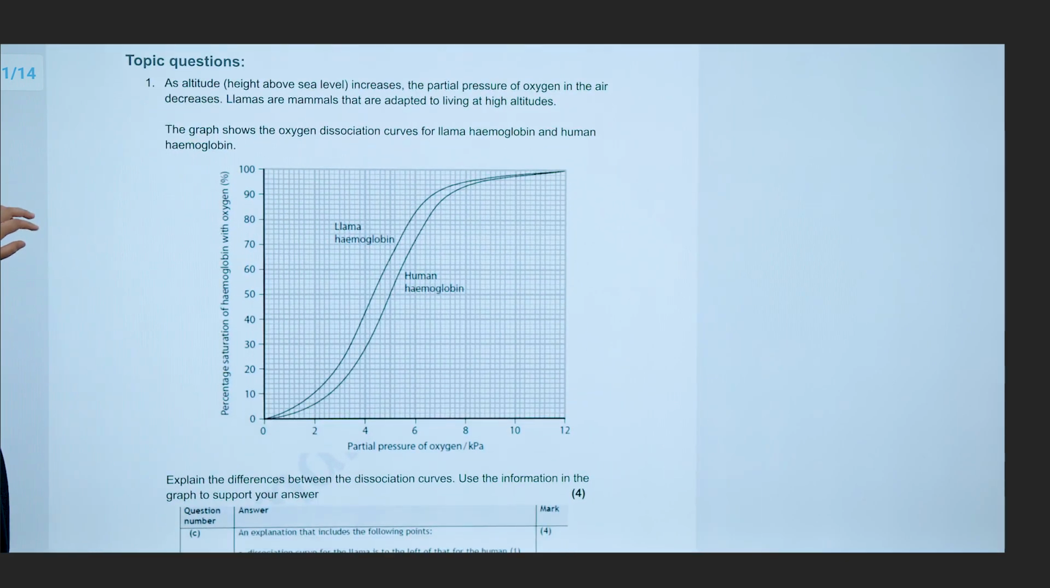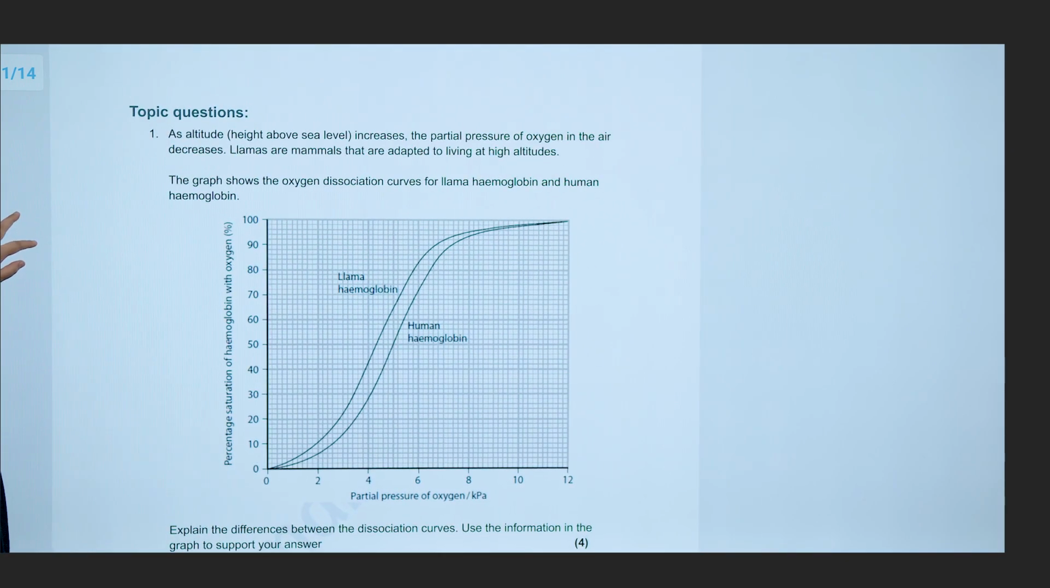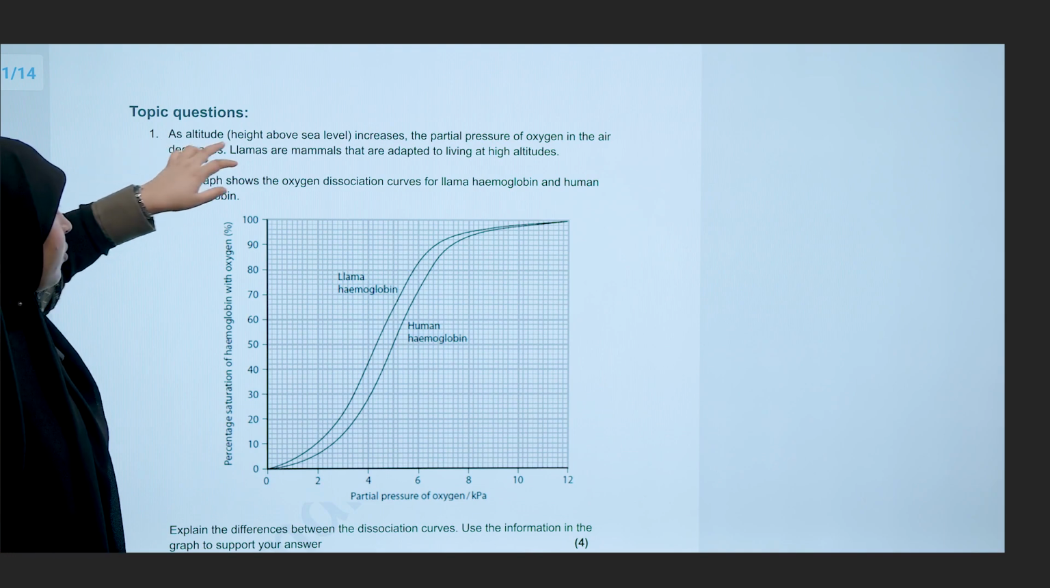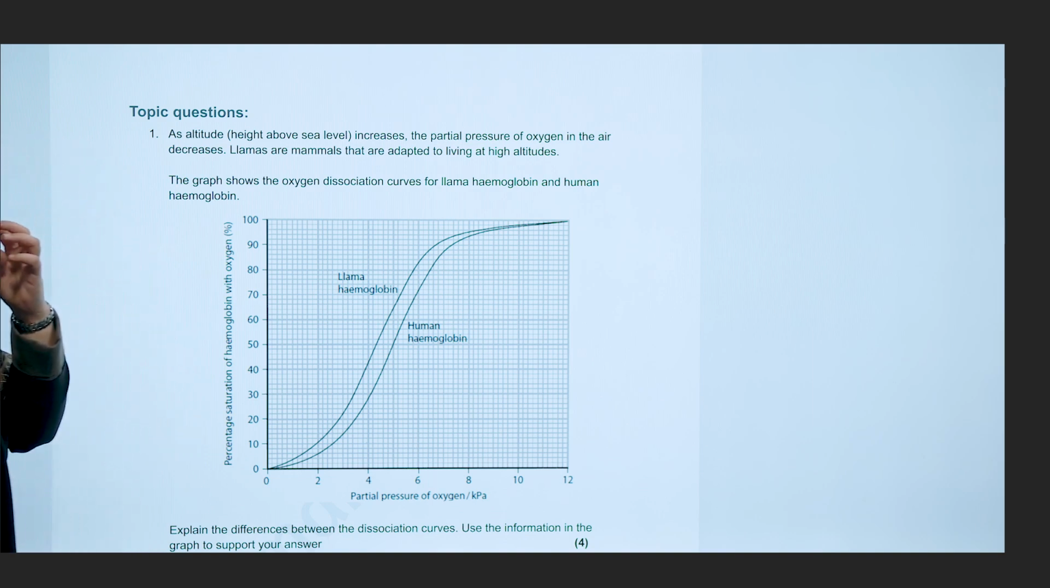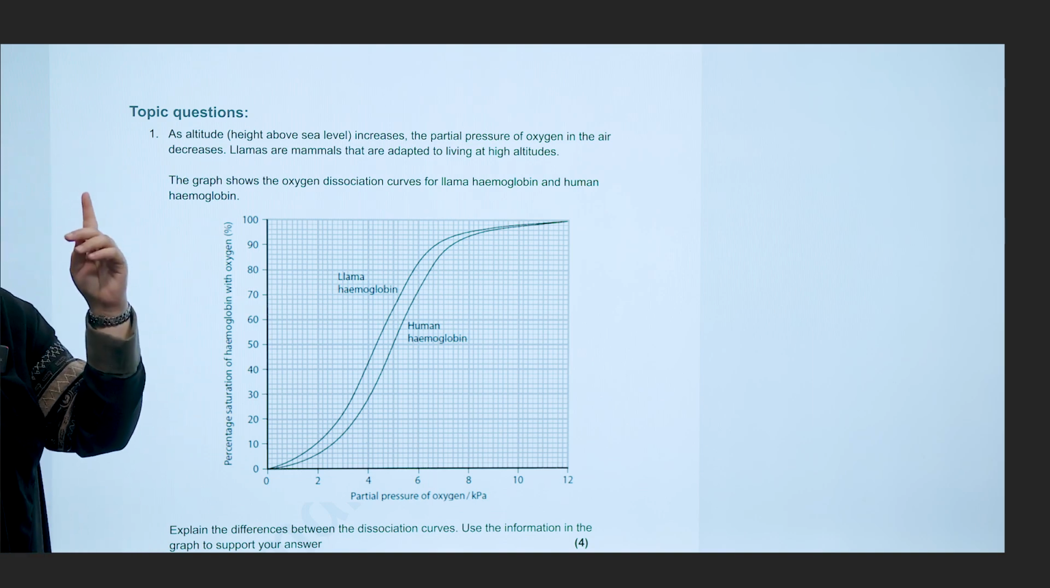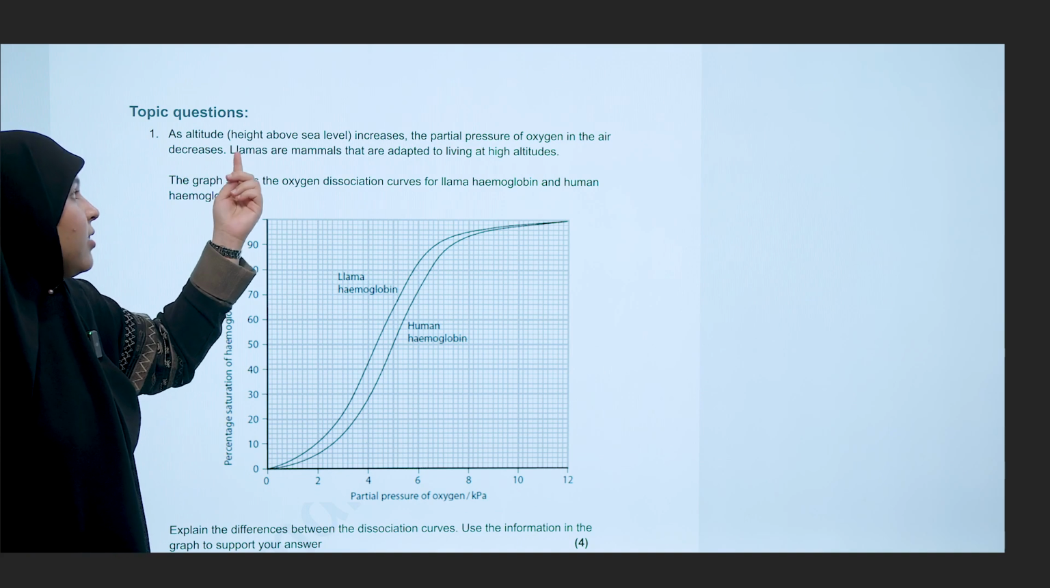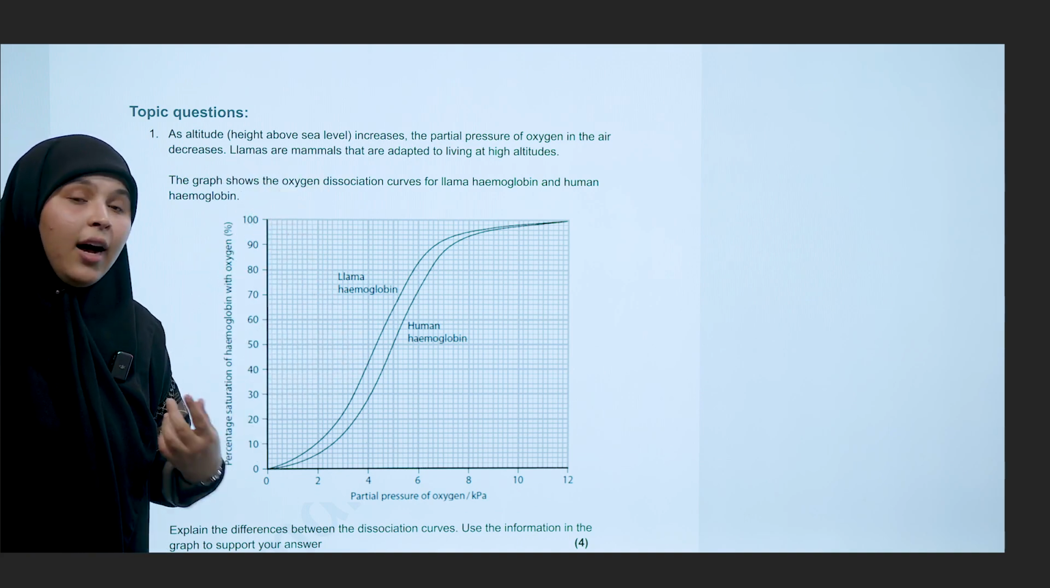So this is a past paper question. As altitude, height above sea level, increases, the partial pressure of oxygen in the air decreases. So at high altitudes, we have less oxygen. Llamas are mammals that are adapted to living at high altitudes.